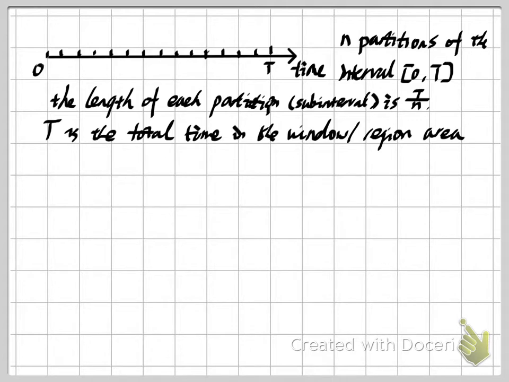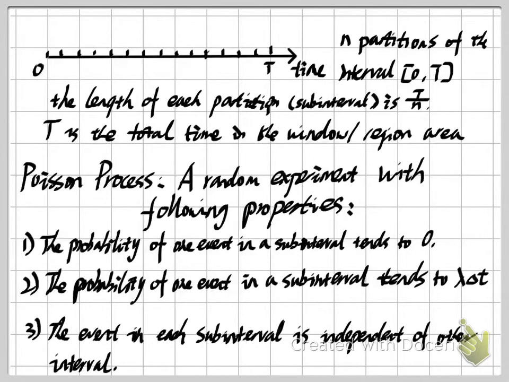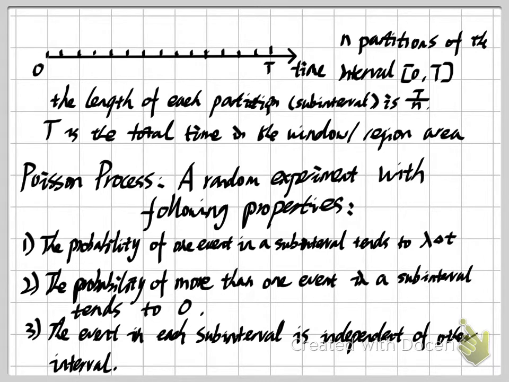A Poisson process is a random experiment with some important requirements or properties. We need 3 properties. The first one is that the probability of one event in a subinterval tends to lambda times delta t. What is the meaning of delta t? You can think of this delta t as the length of each subinterval, so capital T over n is our delta t here.